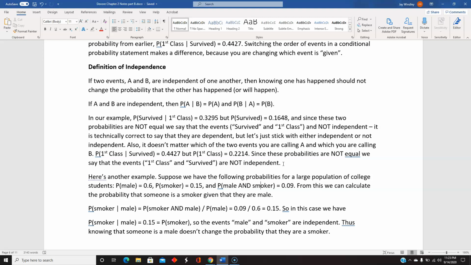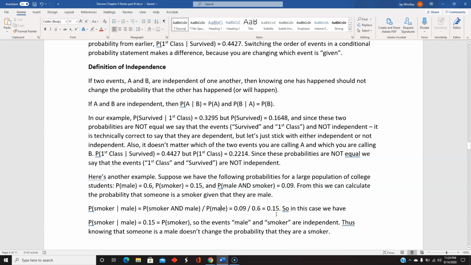From this, we can calculate the probability that someone is a smoker given that they're male. Using our formula, the probability that they're a smoker given that they're male is the probability that they're a smoker and male divided by the probability that they're male. Notice again that the probability that comes after the vertical bar is what's in the denominator. Smoker and male is 0.09. Male is 0.6. Divide those two, you get 0.15.